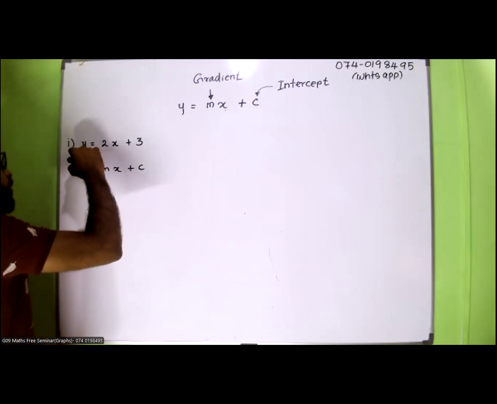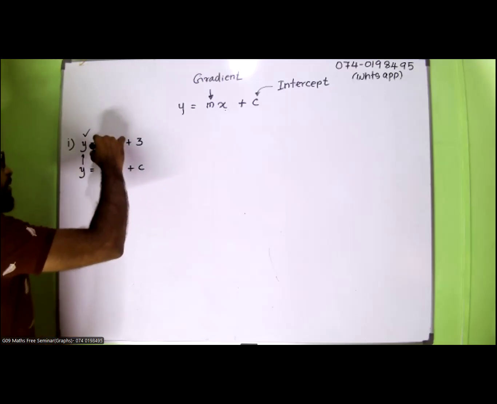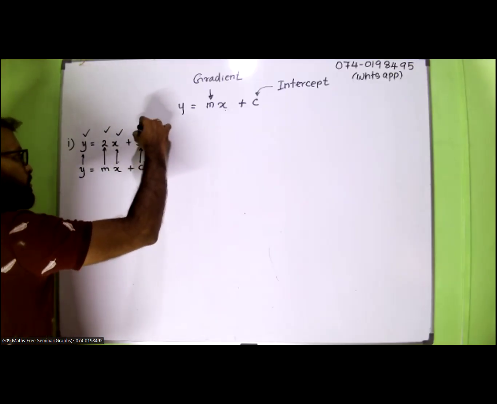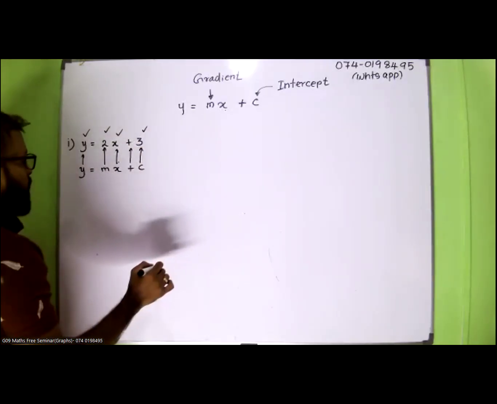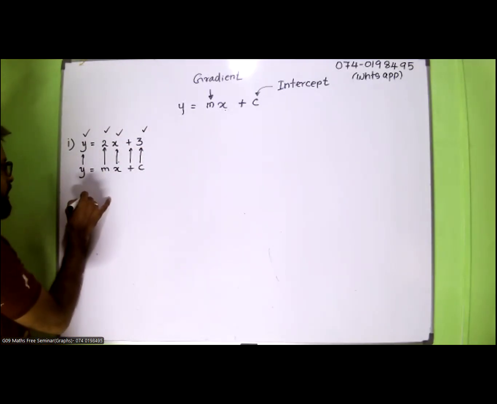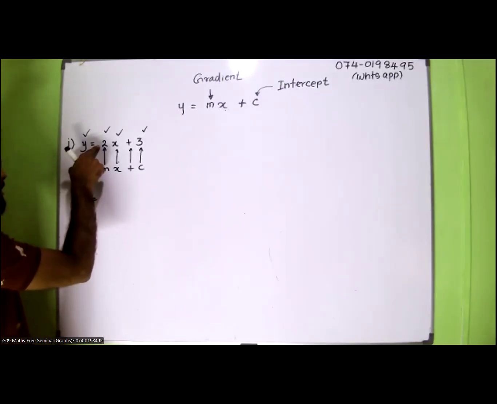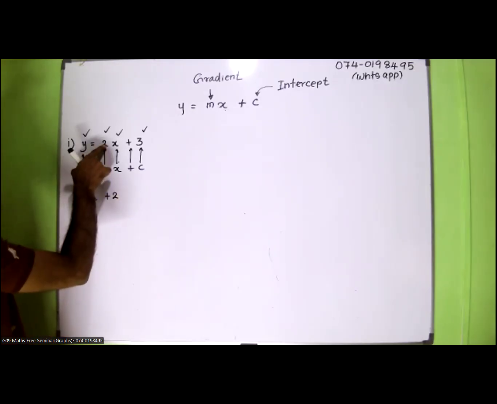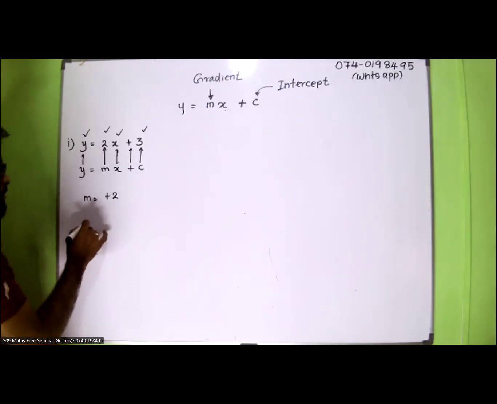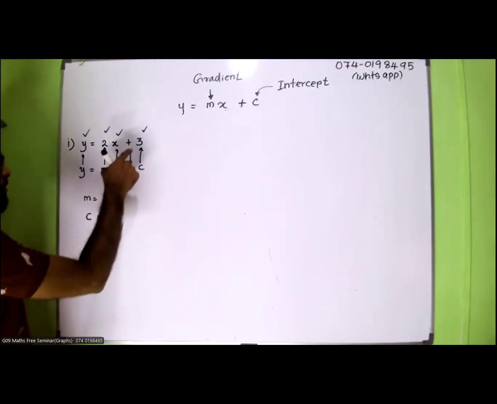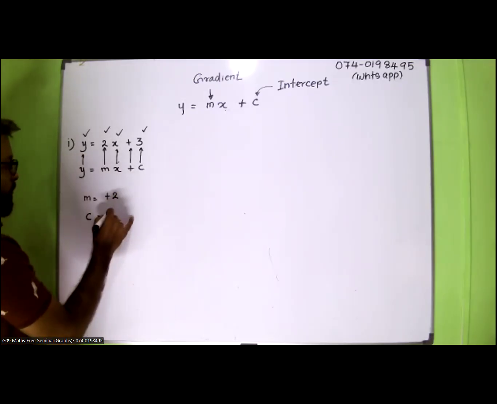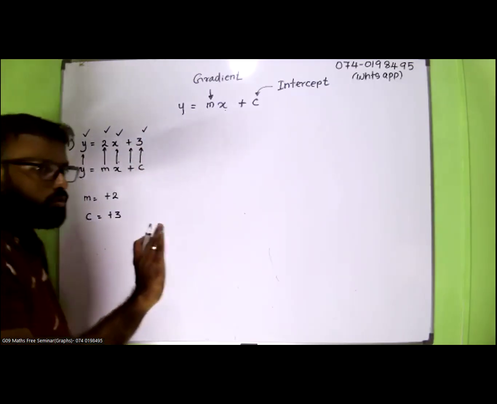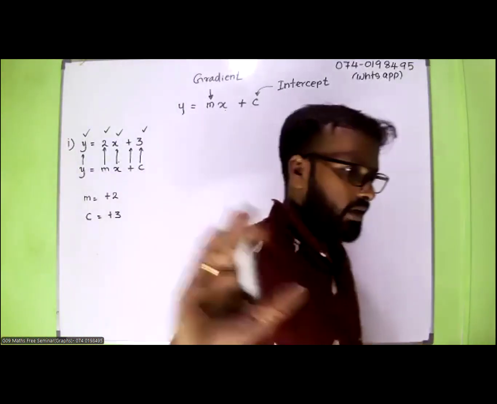Now I have y here, done. I have m here, done. I have x here, done. I have c here, with plus c, done. So by looking at this, I can write down the gradient. M equals, this is actually positive 2. It would be better if you can write positive 2. And c, what is your c? Positive 3. By looking at this, you can directly write. Please write down this one.